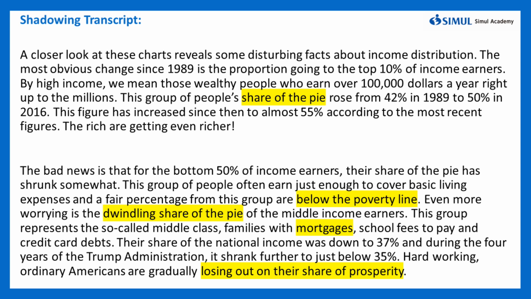Yes. And then, of course, dwindling share. So dwindling, how would you explain it? Shrinking, getting smaller. It's getting smaller. And of course, a mortgage. Basically, this is the loan from the bank, specifically to buy a house or buy some property. And notice, in order to qualify for a mortgage, you need to have a steady income. You need to have a certain level of income. So, yeah, generally people below the poverty line cannot actually get a mortgage. Yeah. So losing out on their share of prosperity.